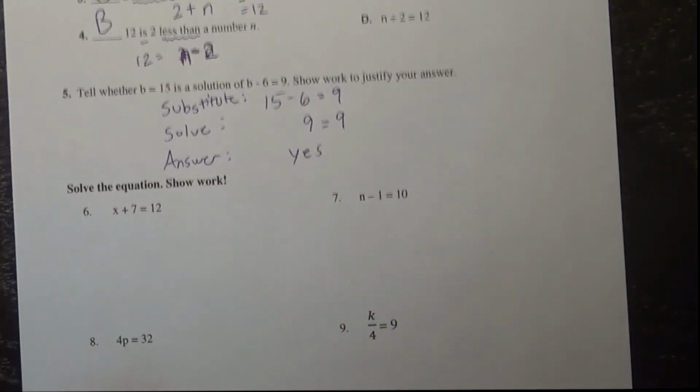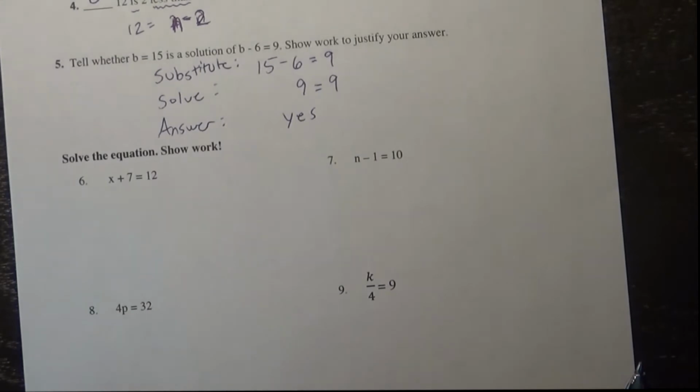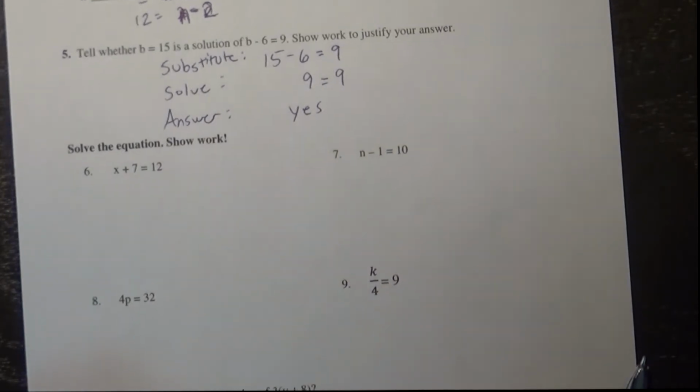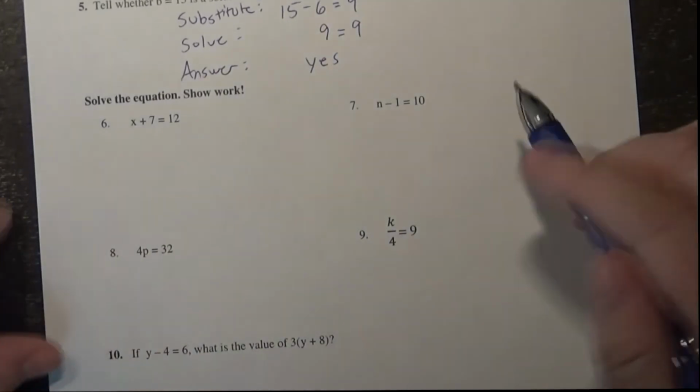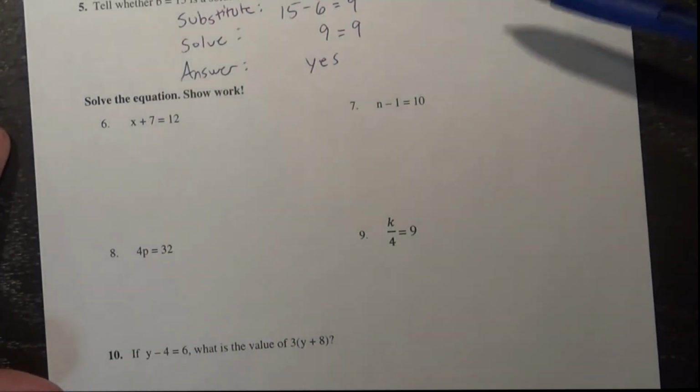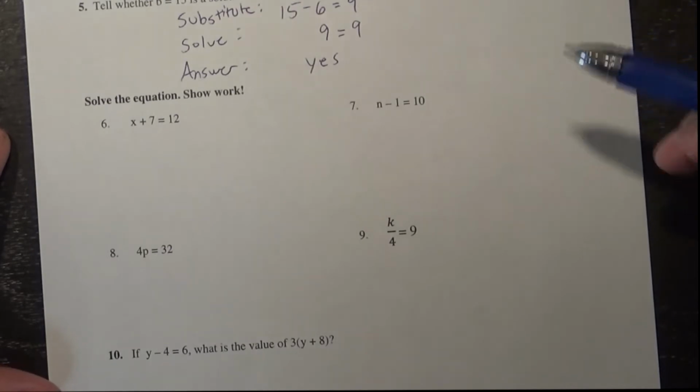Let's take a look at numbers 6, 7, 8, and 9. They're all really similar. They just say solve the equation. When we're solving an equation, we want to follow the steps that we've learned about, and that is to use our inverse operations.